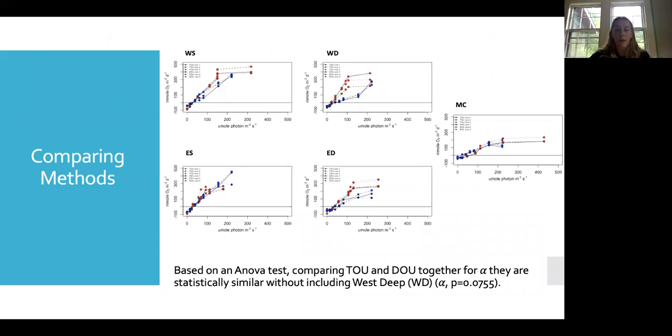Comparing both methods, an ANOVA test was also run to compare the two, and it showed that the site West Deep, which is WD, was statistically different for alpha compared to the rest. And looking at these plots, you can tell this just based on the trends they follow, because for every other one of the plots, they seem to follow the same trend during the linear portion and then differ just slightly, just being lower. Whereas for West Deep, they don't follow the same track, and it is significantly lower in the linear portion of the plot as well.